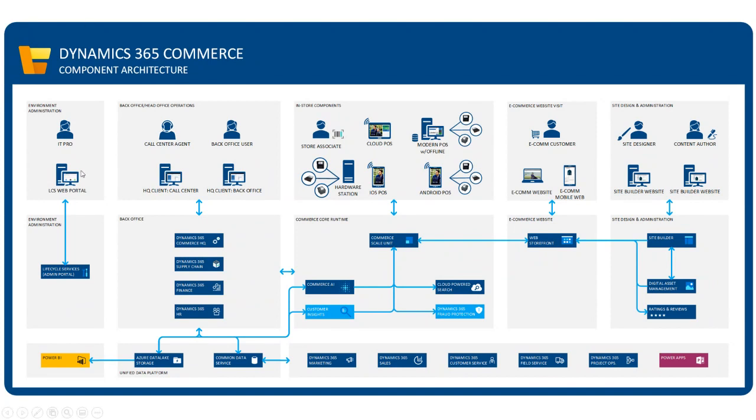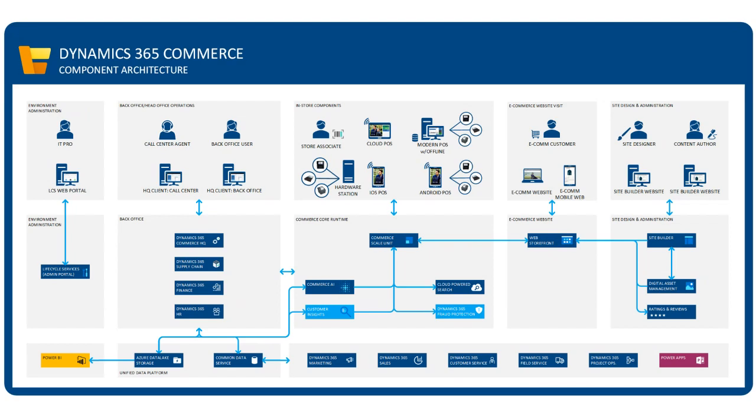On this diagram, let's start from the left-hand side of the picture. On the left-hand side, we have our IT pro personas. And this could be a persona working in a customer organization as an IT administrator, or this could be a persona working for an implementation partner helping specific implementation projects for customer go-lives. So for this persona, the primary management plane, as many of you might know, is the Lifecycle Services web portal. And within this web portal, multiple different lifecycle operational capabilities are available for managing a Dynamics 365 commerce environment.